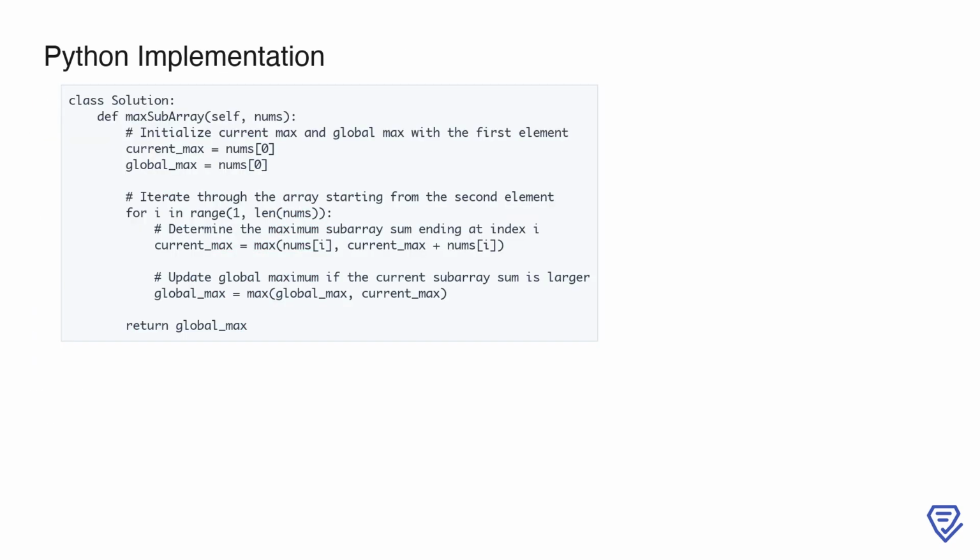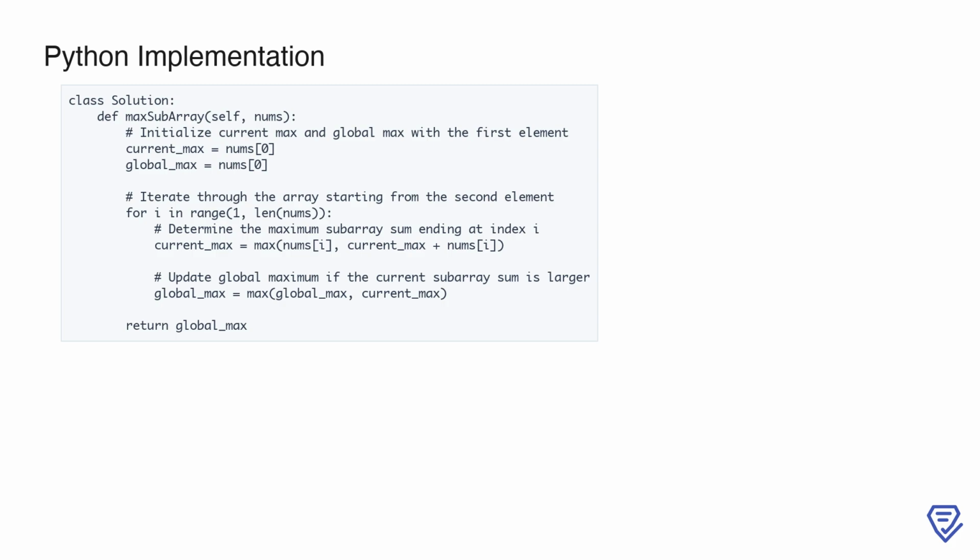This implementation solves the maximum subarray problem using Kadane's algorithm, which is efficient with a time complexity of O(n). The function maxSubarray takes a list of integers nums as input and returns the maximum sum of any contiguous subarray. The algorithm begins by initializing two variables, current_max and global_max, both set to the first element of the array. These variables are used to track the maximum subarray sum ending at the current index and the overall maximum subarray sum encountered so far, respectively.